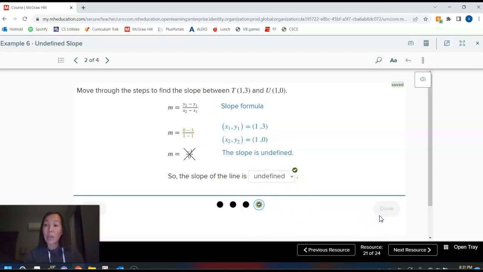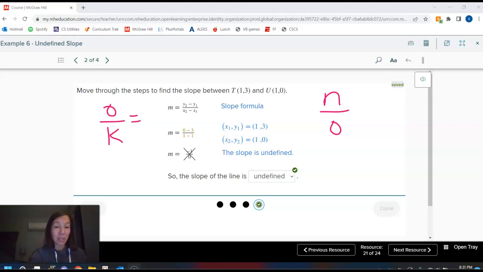Okay. Now the way I like to tell people is that 0 on the top is okay, but 0 on bottom is no slope. We cannot divide by 0. 0 on top is okay. This equals 0, right? But 0 on bottom is not possible. It is undefined. So when the 0 is on bottom, when the change in x is 0, it's a vertical line. When the change in y is 0, it's a horizontal line. So 0 on top is okay. 0 on bottom is a no-no.